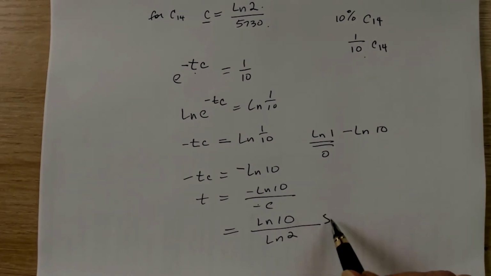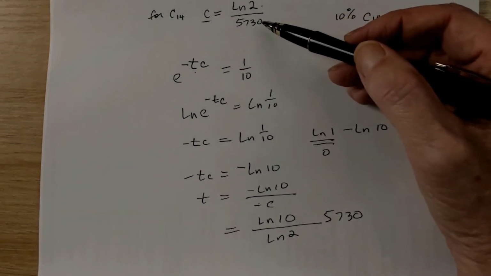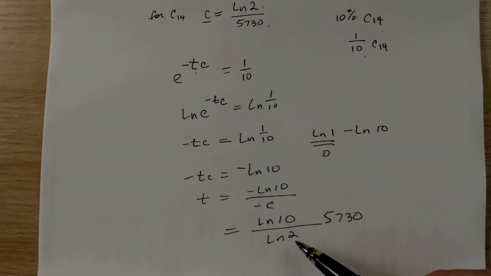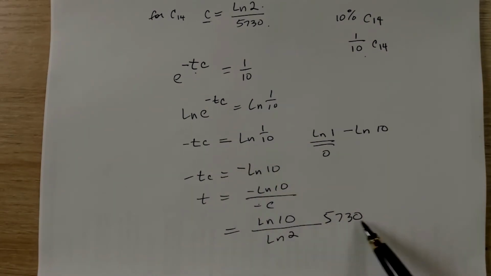times 5,730. Here we had natural log of 2 over 5,730. Here we've inverted it because we're dividing by c. Now it's 5,730 over natural log of 2. Hopefully that'll make some sense.